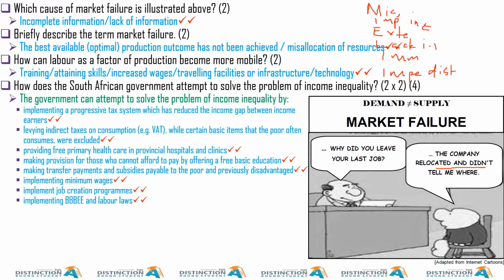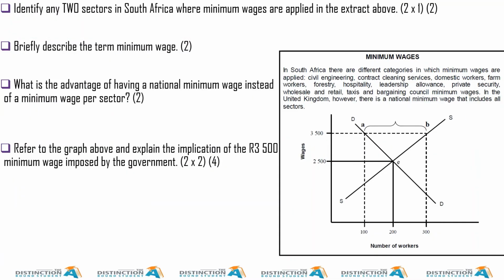Implementing job creation programs. Implementing broad-based Black economic empowerment and labor laws. All right. Yes, I was right. Minimum wages. There we have it. Right. Let's see here. Study the graph below and answer the questions that follow.